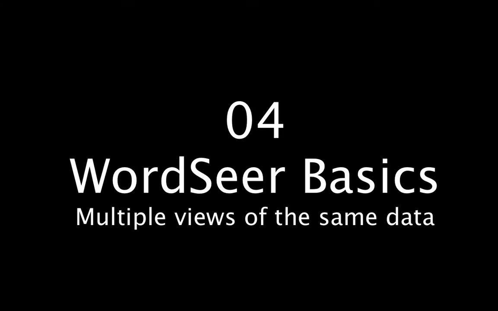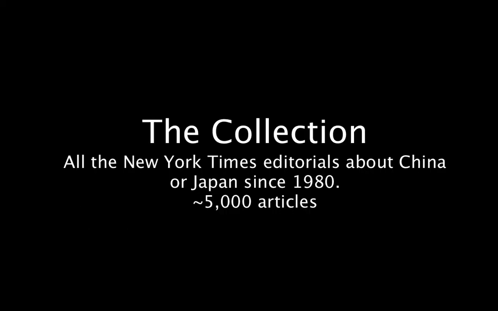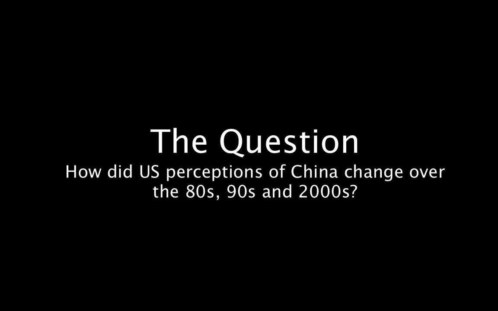Another aspect of text analysis is to look at the same text from different angles to extract different kinds of meaning from it. In this segment, we'll see how to use WordSeer to get those different angles. Remember the data set we're working with here. It's a collection of all the New York Times editorials about China and Japan published over the last 30 years. So from the 80s right up to 2012. That's around 5,000 articles.